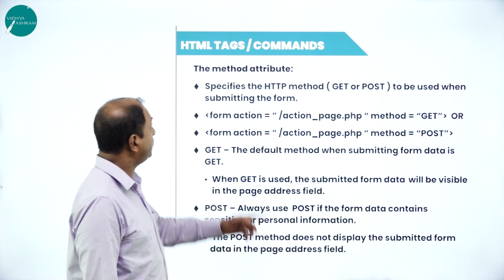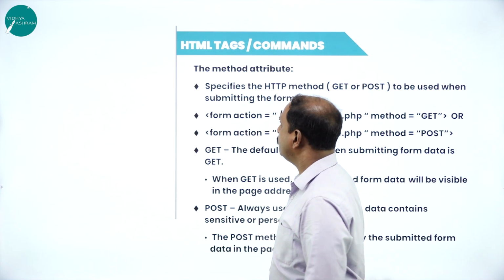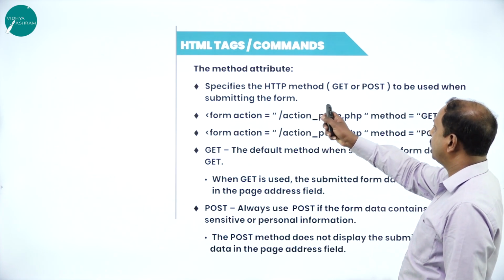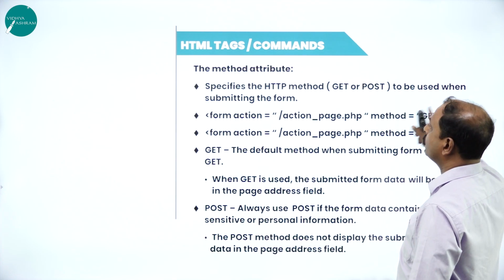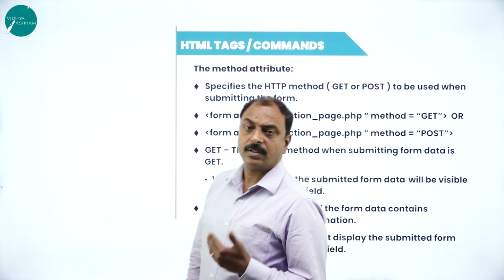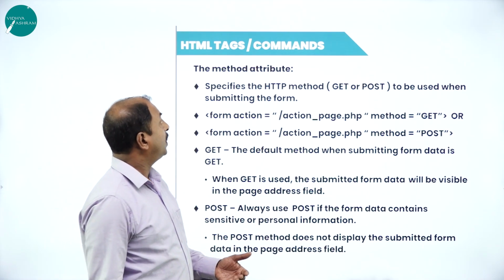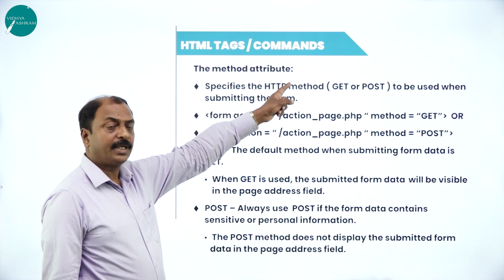Next attribute is the method attribute. So what is this method attribute? The method attribute specifies the HTTP method. Here there are two options, one is get or post, to be used when submitting the form. As soon as you click on the submit button, or in other words, when you submit the form, what action has to be taken? Those things will be defined in the method attribute.